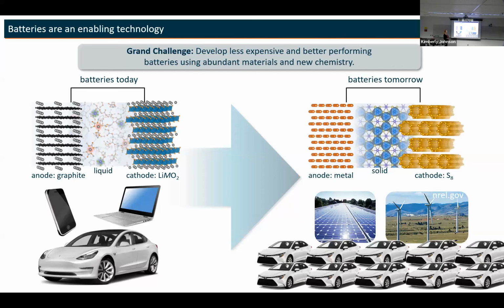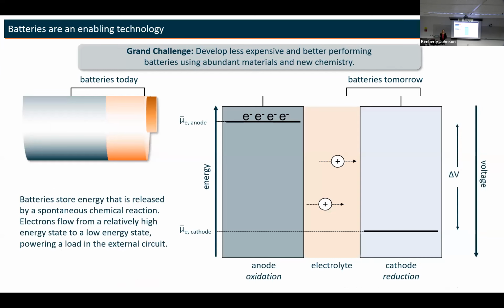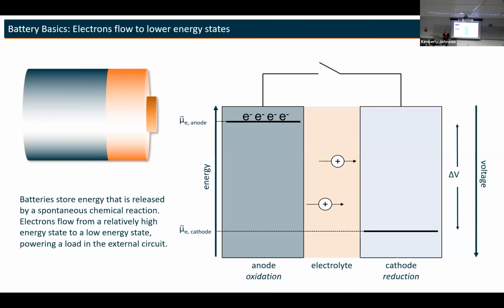and have widespread electric vehicles. And in order to do that, we really need to change the chemistry in a lithium-ion battery to something different. And I'll tell you about how we're trying to do that today. So just to get us all on the same footing, I'll teach you about how a battery works, and then I'll tell you about some of the materials that we're working on in order to go beyond lithium-ion chemistry.